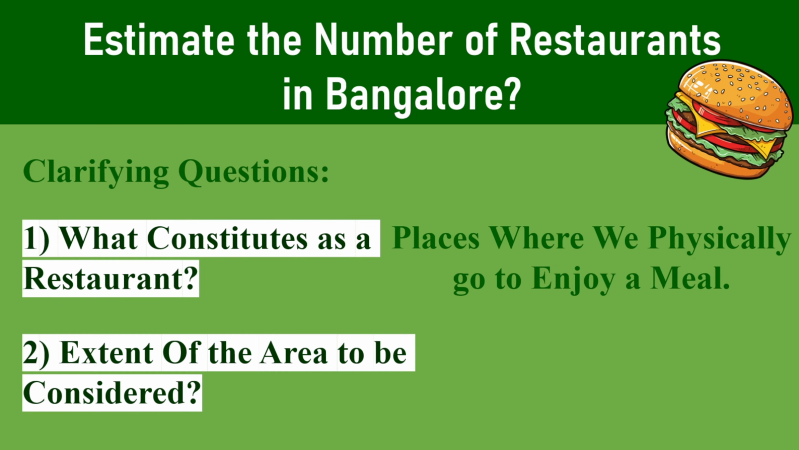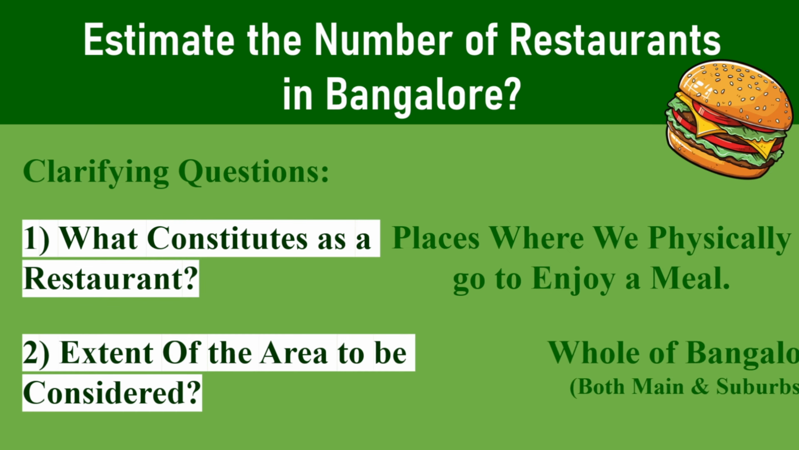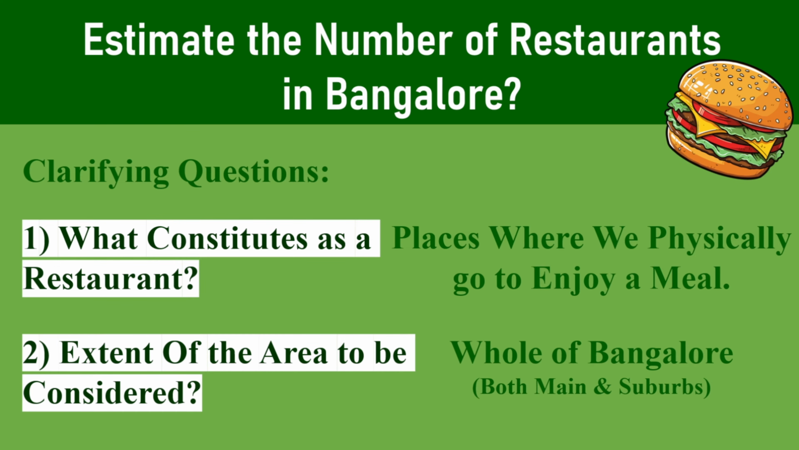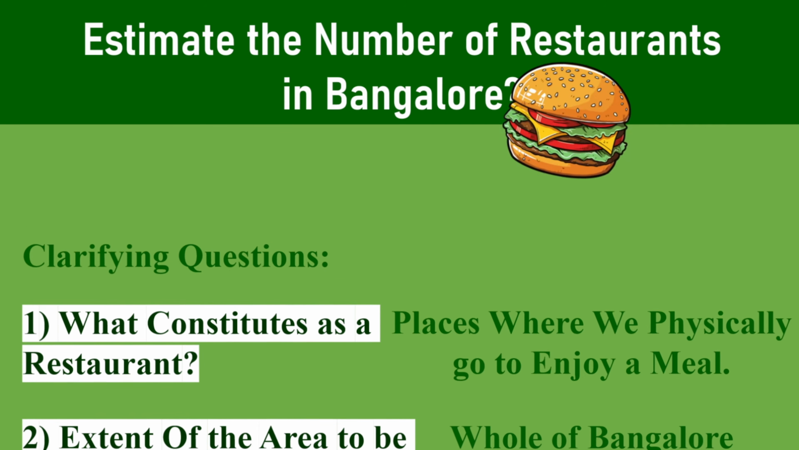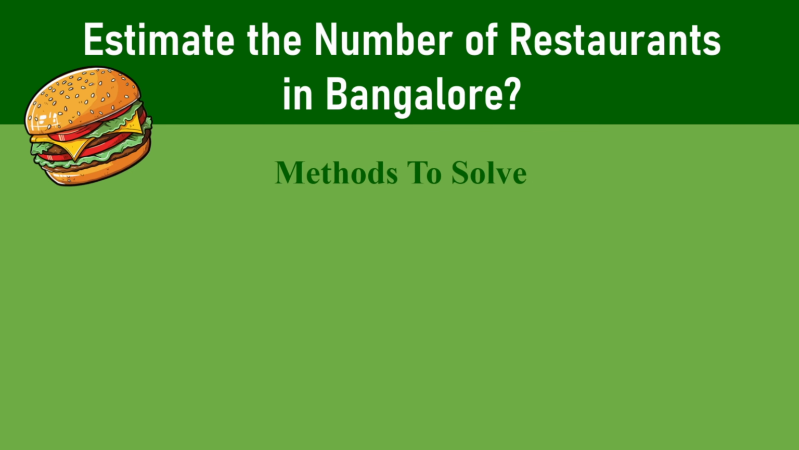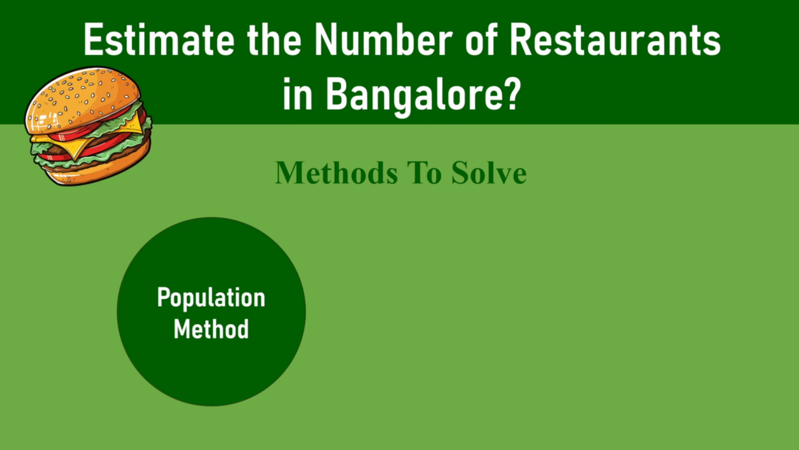So for the first question, we will assume that a restaurant is a place where we go to physically and dine in. So that definition allows us to exclude cloud kitchens and bakeries. And for the second one, we will consider the entire city of Bangalore, which includes both the main city and its suburban areas. So for these types of questions, there are two particular methods to solve it. One is the population method and the other is the area method.